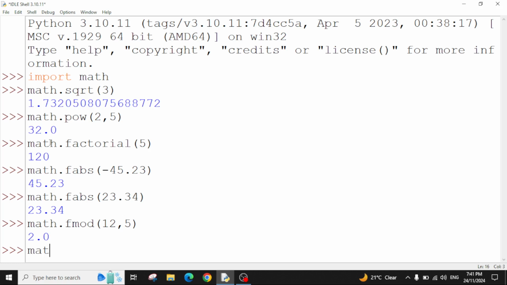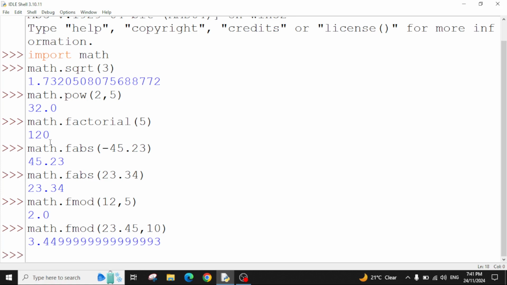Can I provide fraction numbers? Yes, I can provide fraction numbers also to find the remainder. Say 23.45 and the number is 10. So when 23.45 is divided by 10, the remainder comes to be approximately 3.4499, that is 3.45. So that is all about the fmod function.